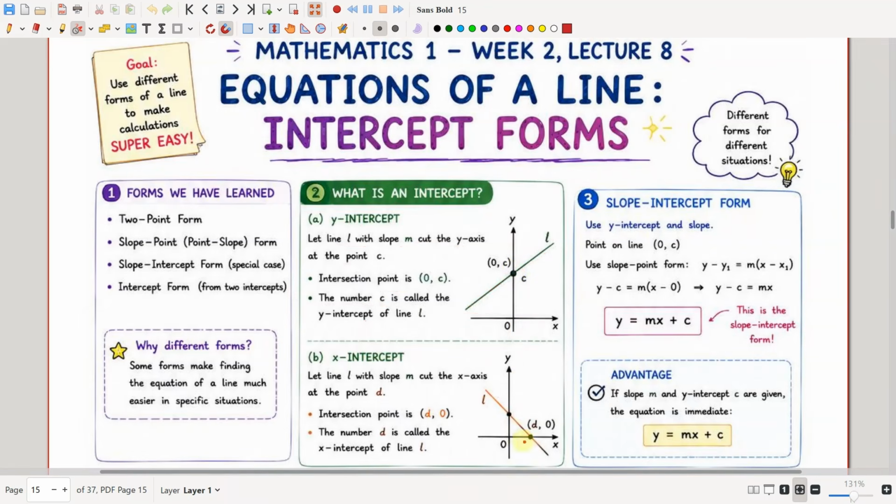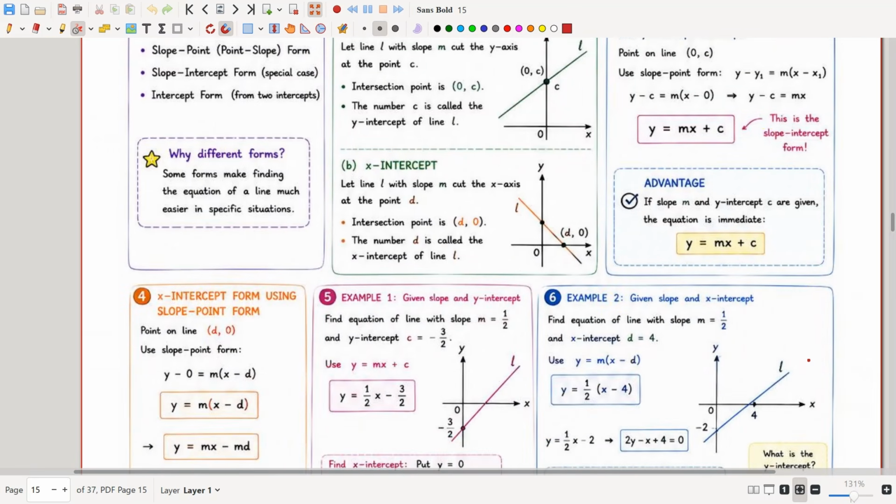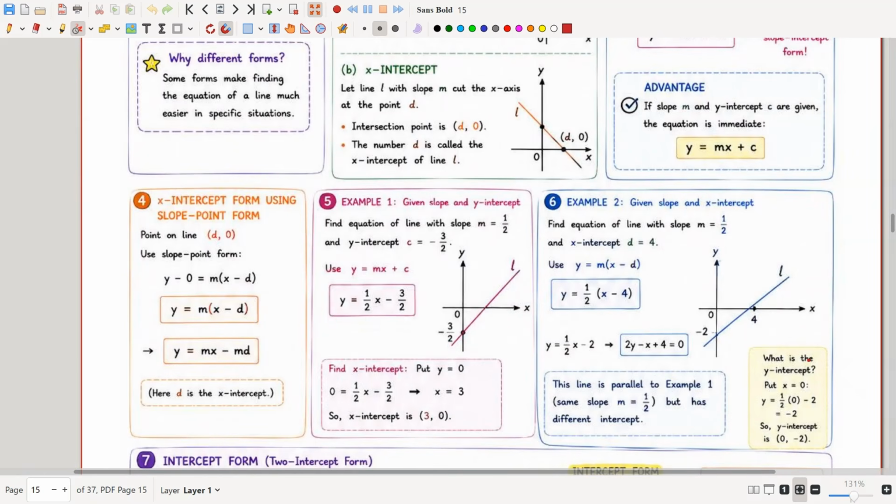Similarly for the x-intercept, if some point is cutting through the x-axis, that intersection point is called the x-intercept of that line, L. Okay, so the slope intercept form is y is equal to mx plus c, where y and x are the points of that line, m is the slope and c is the intercept.